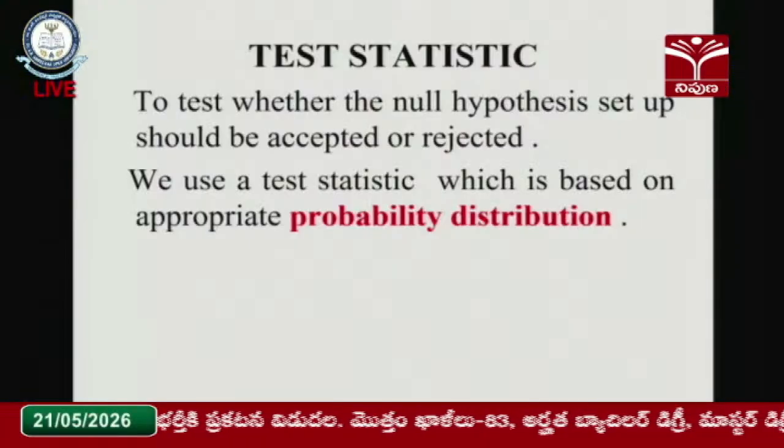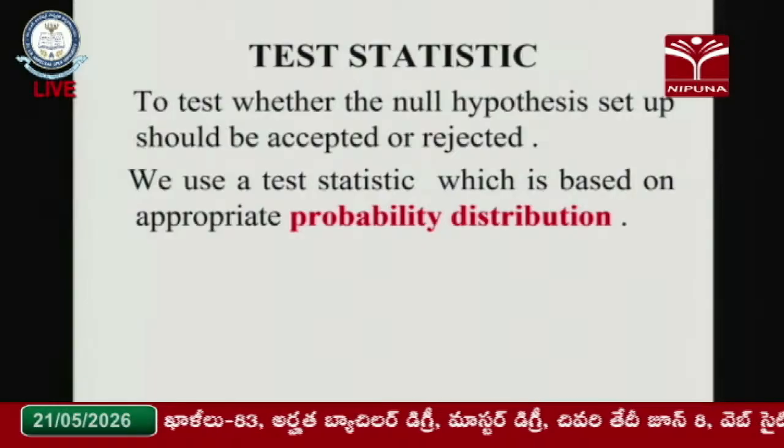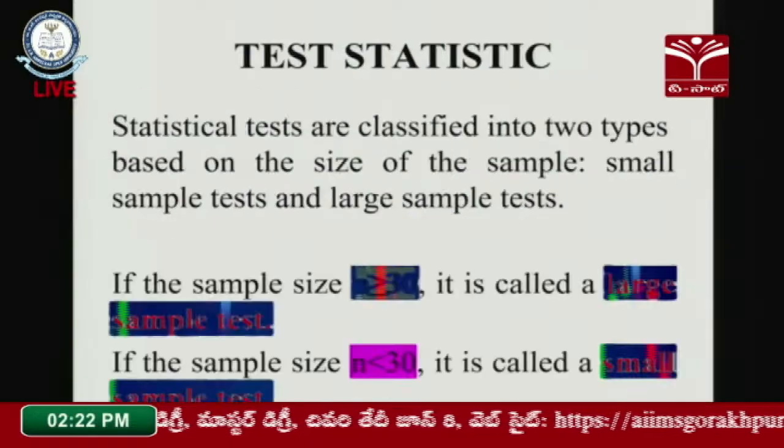Now one more important parameter is the test statistic, to test whether the null hypothesis should be accepted or rejected. We just assumed it, but we need to verify whether our data should be accepted or rejected. In that case, we use an appropriate test statistic, which is based on an appropriate probability distribution.